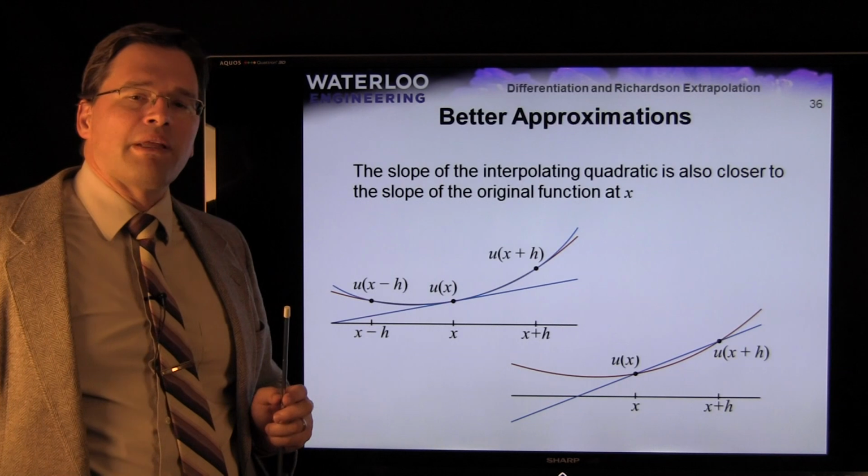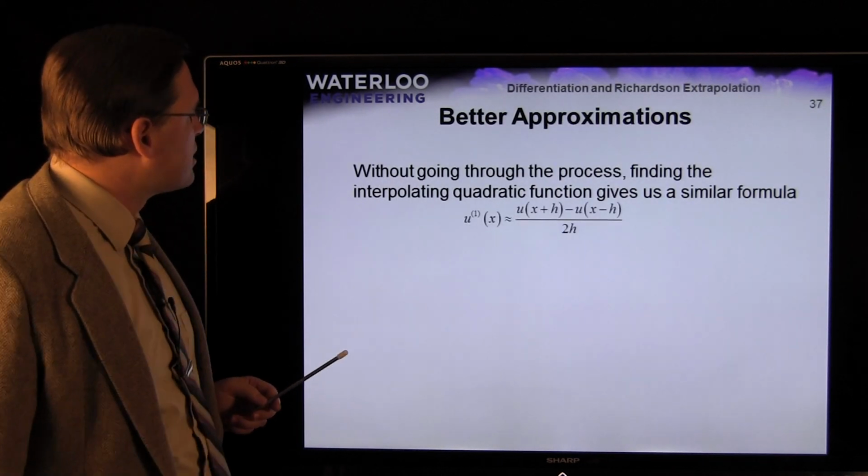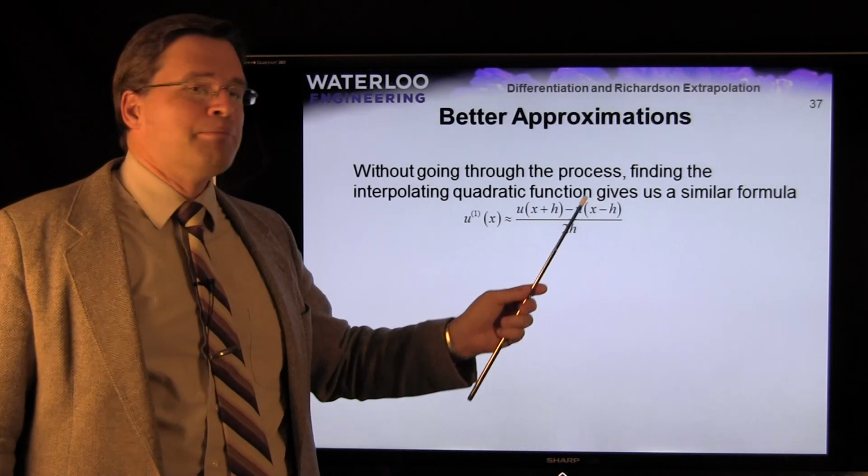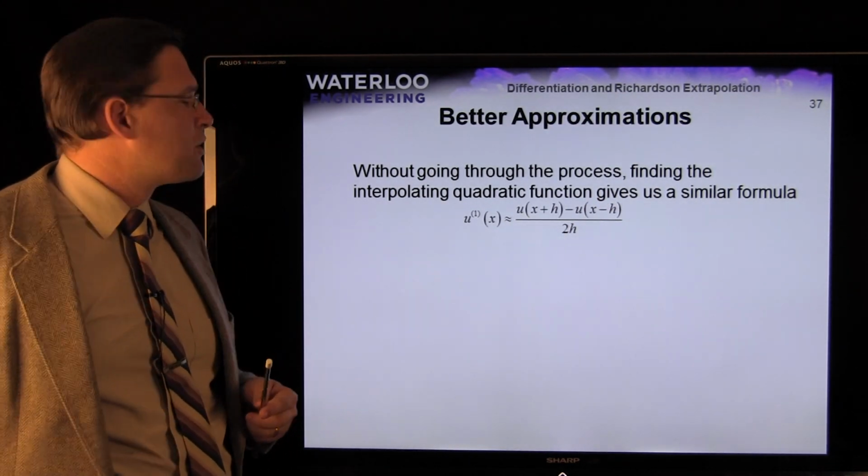So what is that formula? Well, the formula happens to be, if you calculate it out, u at x plus h minus u at x minus h over 2h.